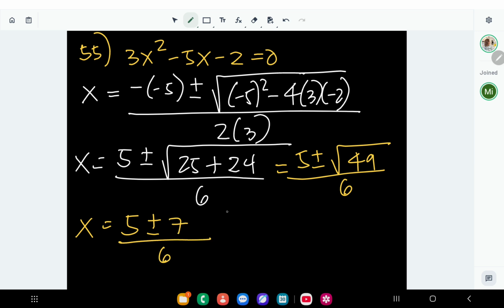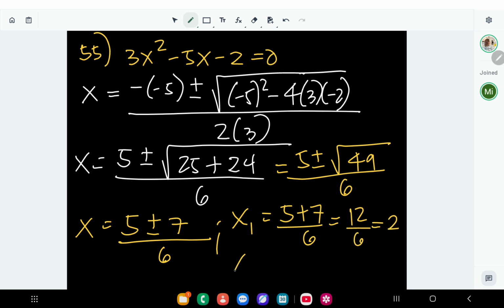Okay, so that is 7. Therefore, the first value of x is (5 plus 7) over 6, so this is 12 over 6, or 2. Then the other value of x is (5 minus 7) over 6, which is negative 2 over 6, or negative 1/3. You got that?